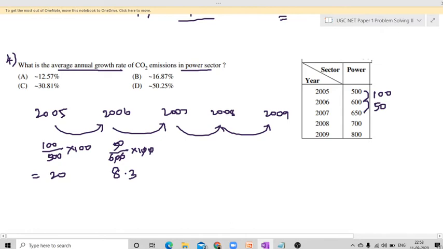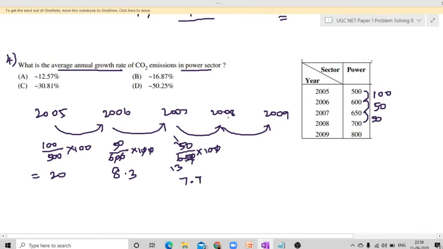And next, coming to 650 to 700, I mean for the year 2007 to 2008, we have 650 to 700. Here again there's a 50 increase. So here 50 by 650 into 100. So this will be actually 1 by 13, is it or not? So this cancels and cancels, and we'll be getting 1 by 13. So it's actually like 100 by 13. The value will be around 7 point something, it is 7.7. Yes, it's coming around 7.7.